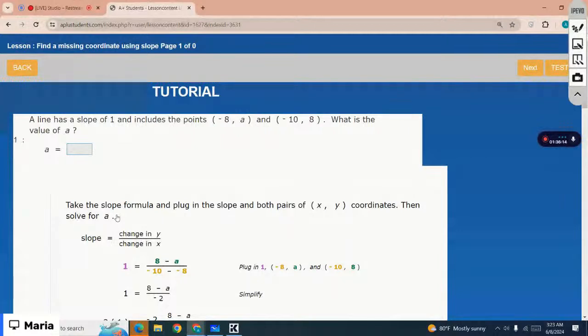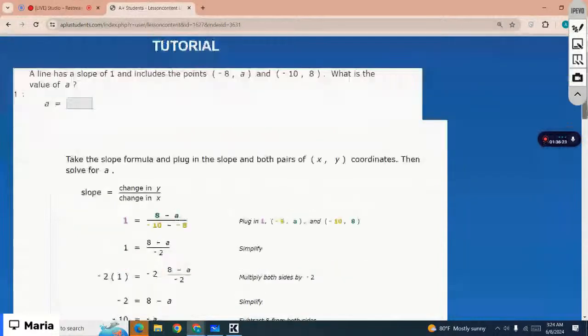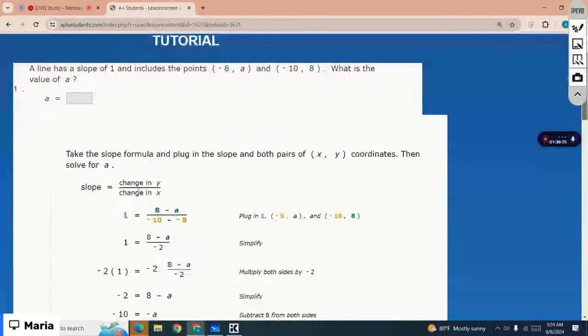You have to use the formula that we use to calculate the slope, right? That would be slope equals change in y divided by change in x. You are given the slope is 1. Now you have to use the formula, right? That is 8 minus a and negative 10 minus negative 8, right? So just evaluate it for a, so then a equals 10. The correct option is 10. Let's just start with the practice question. We'll do on our own.